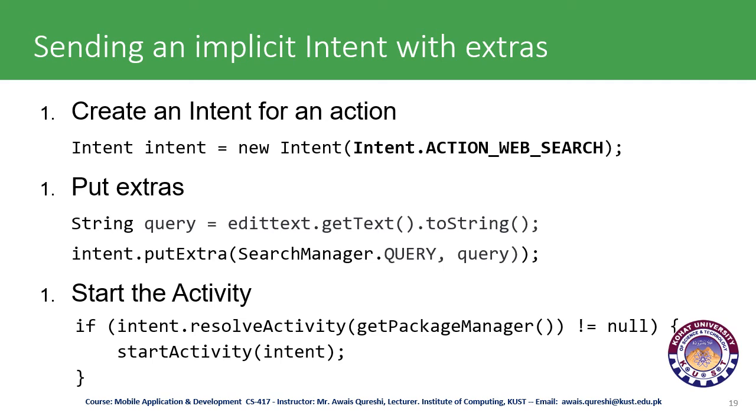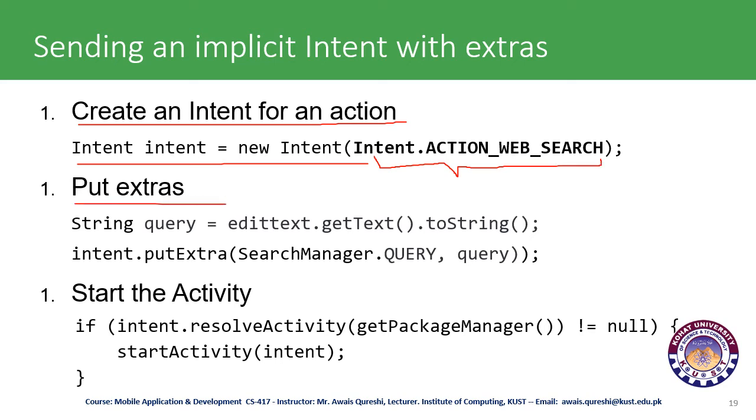How we send an implicit intent with extras, extra information, extra data. So create an intent for an action. This is the same line you have seen multiple times, and this is the constant ACTION_WEB_SEARCH, and put extras string. We are creating a string object over here, and this is the input control in your application, which is called EditText, and this is the method getText().toString().